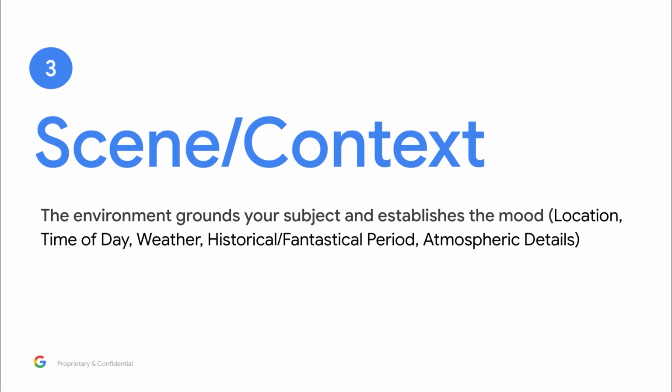Scene and context. So this is the environment that the video is taking place in. And this is really key because it's going to establish the mood for the video. Having a bird flying at night in a scary forest is a very different mood than a bird flying across the beach. So really setting the stage for what the context in the scene is can give you those atmospheric details that you're looking for.